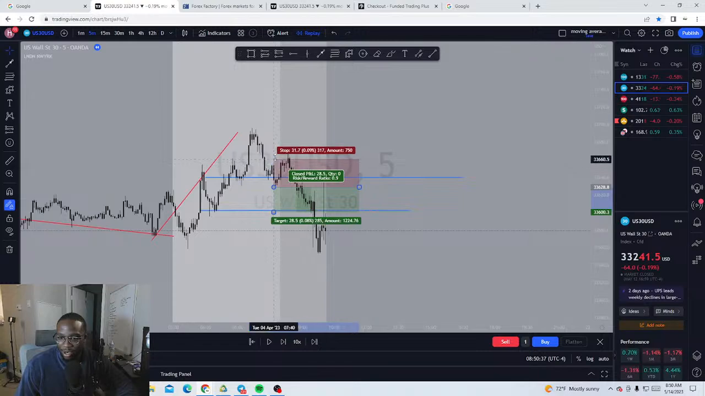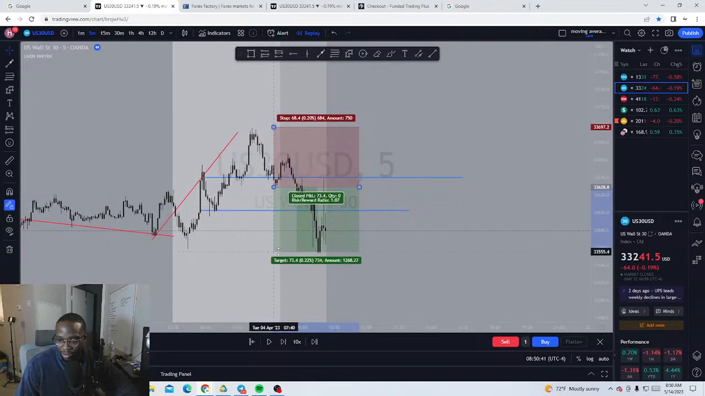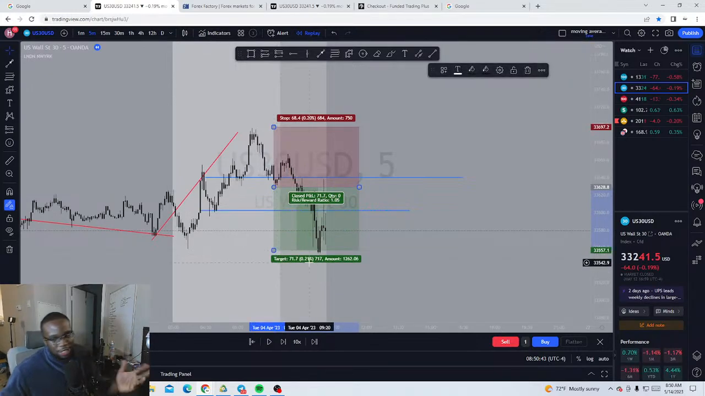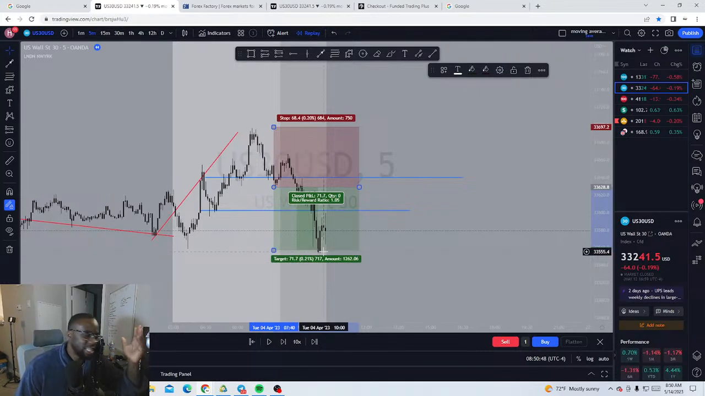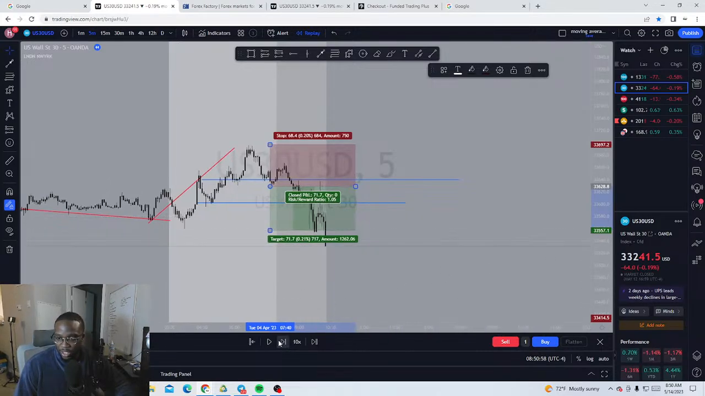So my original entry was right here. Stop loss up here. If I got a 2-to-1, nah, I got a 1-to-1. So I would have taken some partial profits at the 1-to-1, like half off, and let the other half try to run to a full TP of 2-to-1, 3-to-1. So I would have got stopped out on this trade. But let's see the full results of this trade.